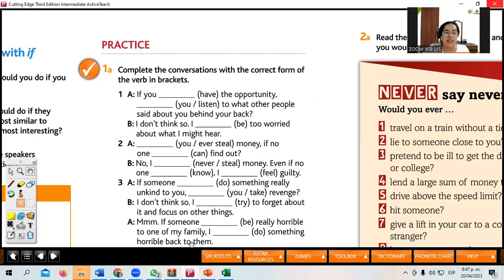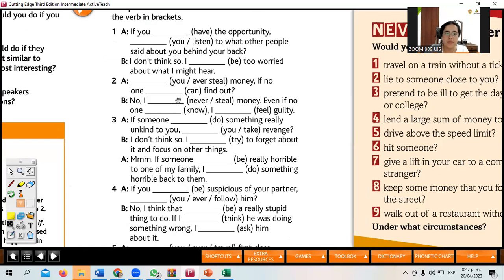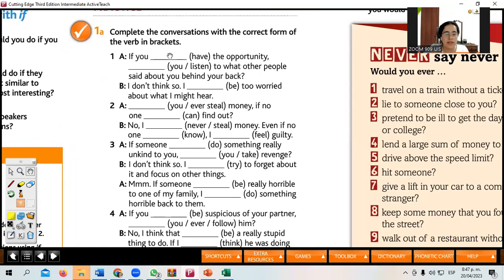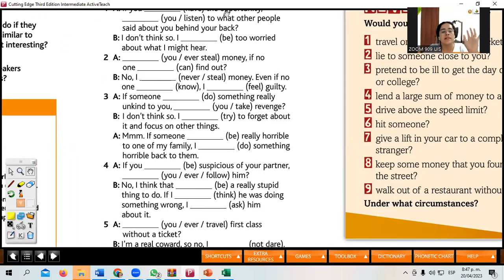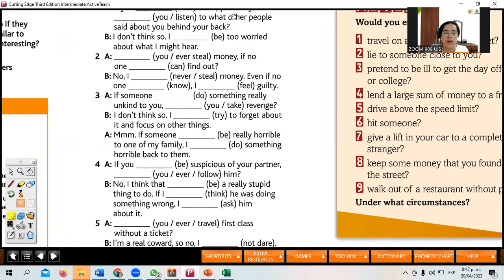All right, guys, so now you can start here. I will help you with the first one. If you had the opportunity, would you listen to what other people said about you behind your back? Okay, so you continue with the others. Let's take again like 7 minutes to complete exercise number 1. Then we'll check all together. Okay, if you have questions, please let me know. Let's start working on the exercise.